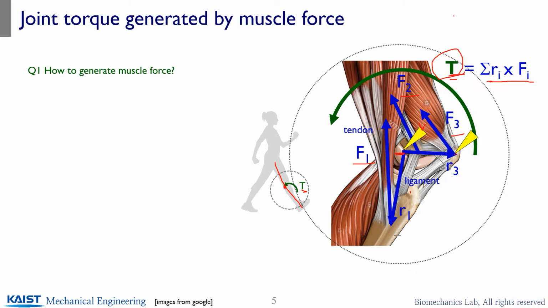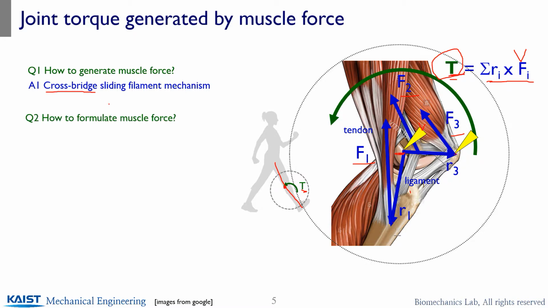So the next question is how we can understand the muscle forces, how those are generated, what controls their length and durations, etc. That's what we are going to study. And basically this is based on the cross-bridge filament mechanism that physiologists have studied. And next is how we can formulate them. Once we understand the mechanism, how can we formulate it in a mathematical form so that we can implement it in our equations of motion? Okay, that's what we are going to do.